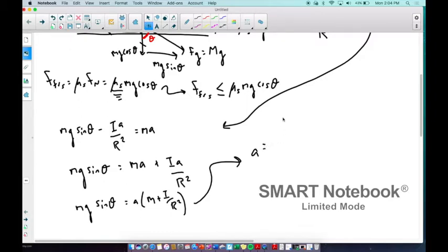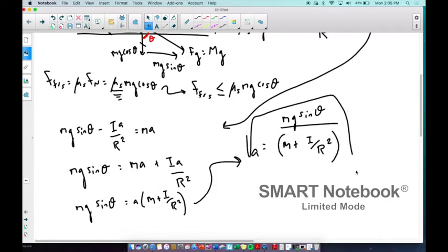A equals mg sine theta over m plus I over r squared. And of course, what we could do is recognize that I has an m and an r squared in it, and we'd end up with something interesting there as well.